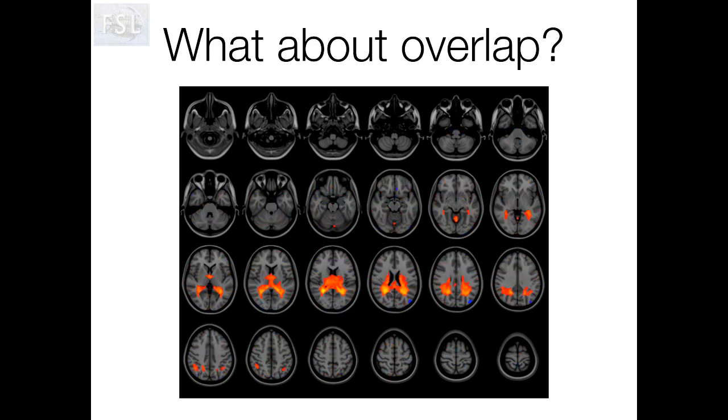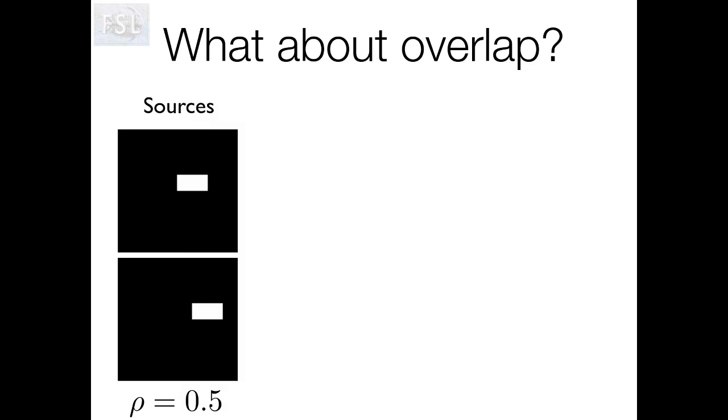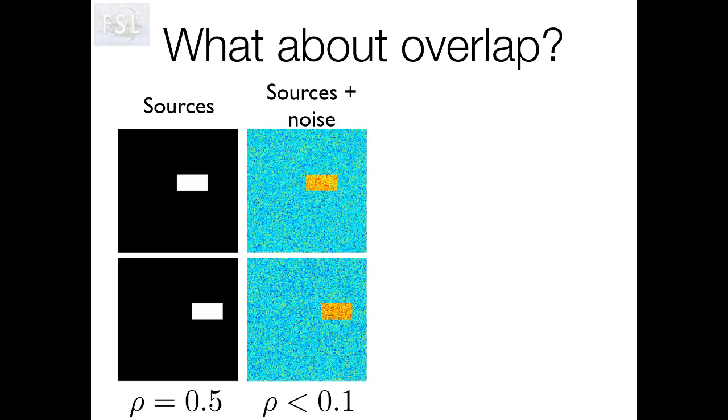Well, in practice, it turns out that this is not a problem. So as an example, let's say that we have some data which looks like this, very boring. These black squares represent the brain, and the white rectangles represent some sources of activity within the brain. And we want ICA to extract these two sources as independent. You can see, though, that these sources overlap spatially by quite a bit. They are actually spatially correlated by 50%. And to be honest, if we had data as clean as this and we gave it to ICA, it wouldn't do a very good job of separating out the two sources.